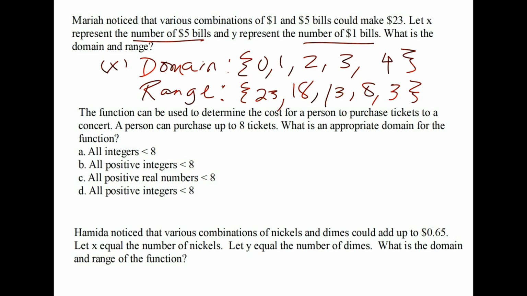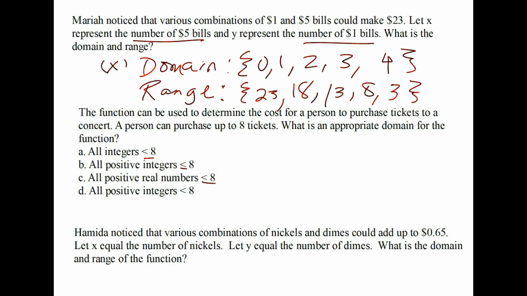All right, the function can be used to determine the cost for a person to purchase tickets to a concert. A person can purchase up to 8 tickets. What is an appropriate domain for the function? So these should have equal to signs, and the bottom one shouldn't.